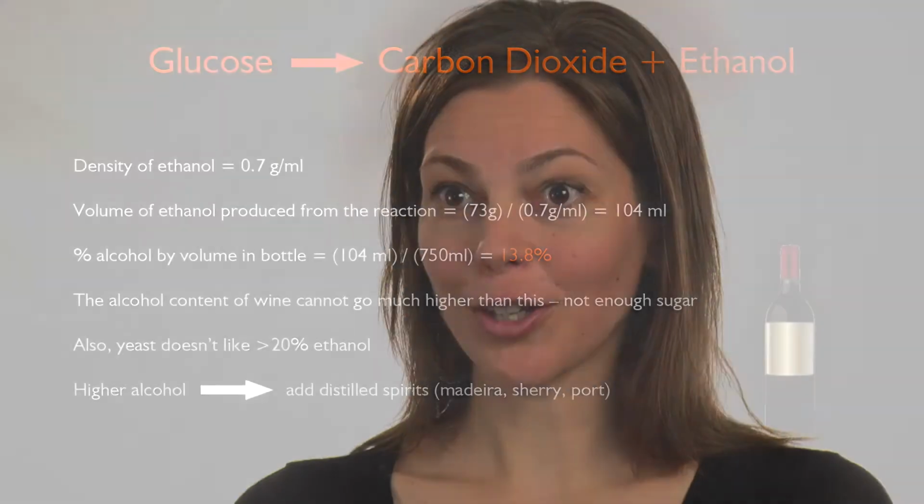So in the previous calculation, we're assuming that all of the glucose in the grape juice is converted to ethanol. And this is why a typical red wine is not particularly sweet, because it's all been converted to ethanol. But what if you wanted a sweet wine? Or, for that matter, what if you wanted a wine with a higher ethanol content?